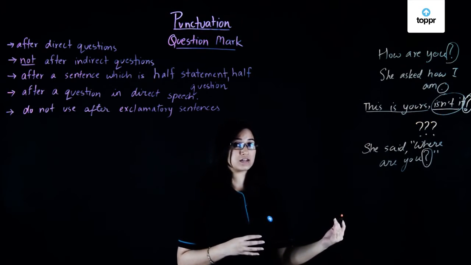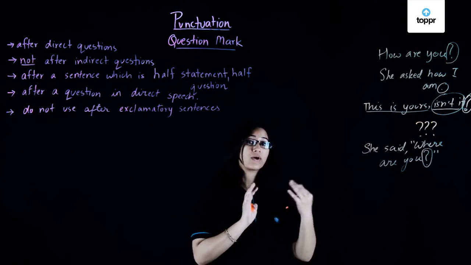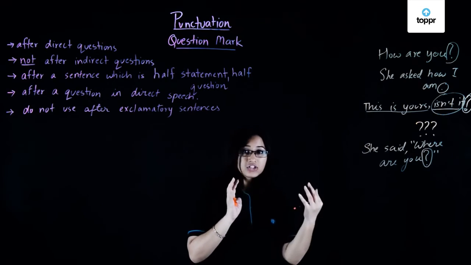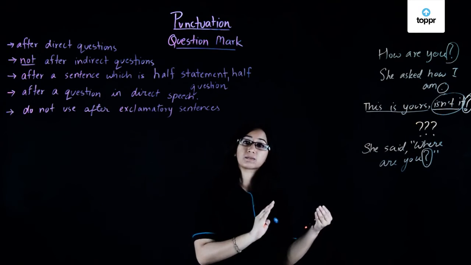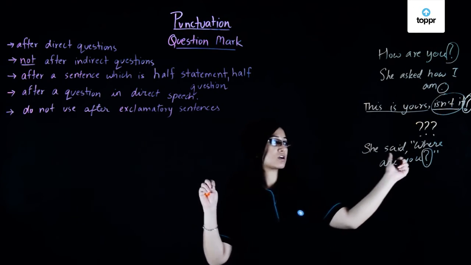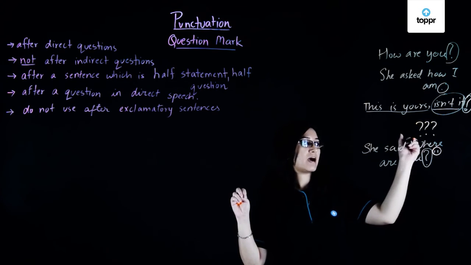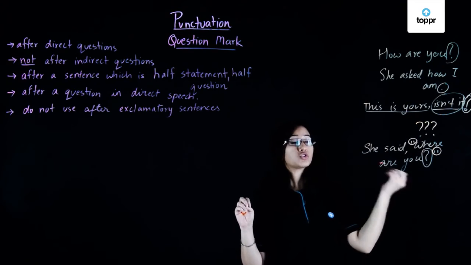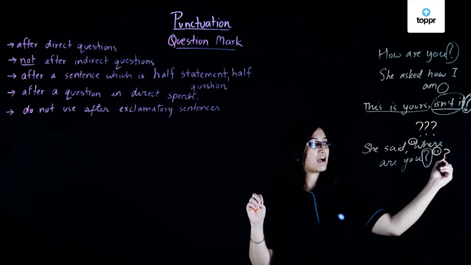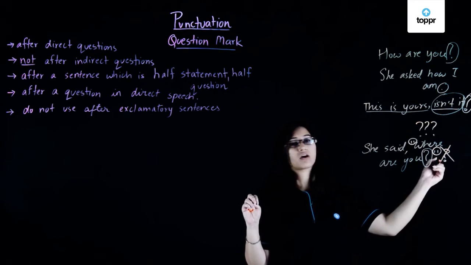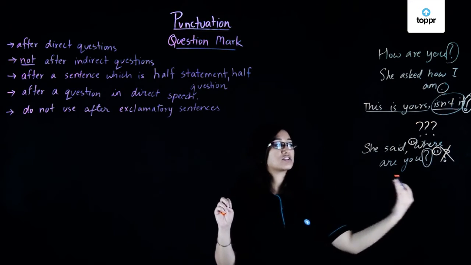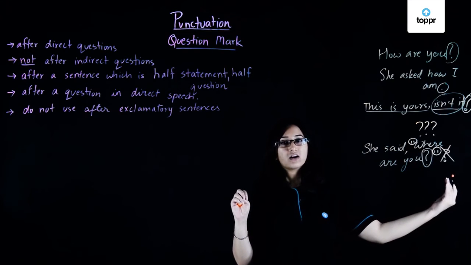So here I'm asking a question and therefore I add a question mark at the end of my question statement. Now because the question is part of my direct speech, even the question mark will come in between my quotation marks. So do not use the question mark after the quotation marks unless the entire statement is asking a question.